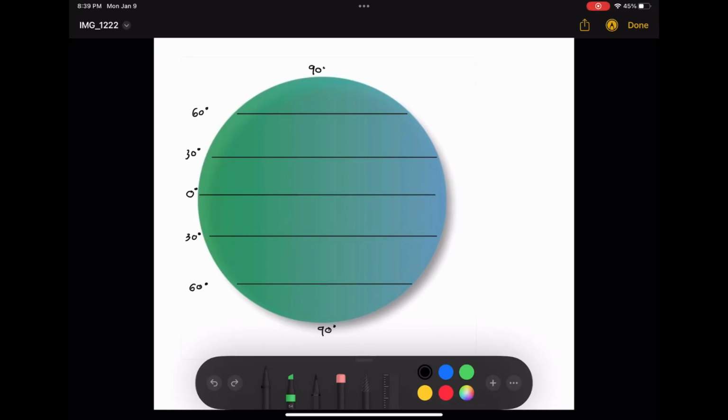So within global circulation, we have three major categories that we're going to cover today. We have pressure bands, which are made up of polar high, subpolar low, subtropical high, equatorial low, subtropical high, subpolar low again, and polar high. You'll notice that a lot of these repeat, which we'll get into later.